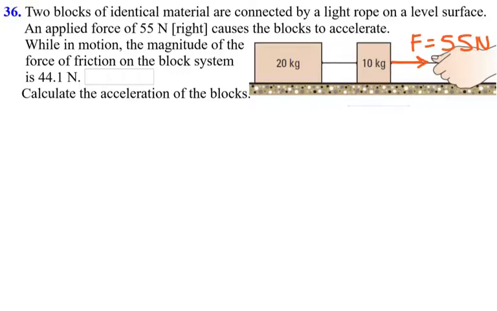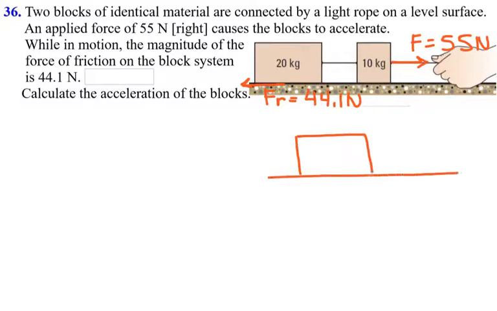While in motion, the magnitude of the force of friction on the block system, so on both blocks together, is 44.1 newtons. So there is the friction force, which is 44.1 newtons, and it's combined together. Calculate the acceleration of the blocks. So as always, I'm going to combine these two blocks together because they're the same material, same friction, everything is the same. And I'm going to say the force acting on them is 55 newtons, which I will call force F.